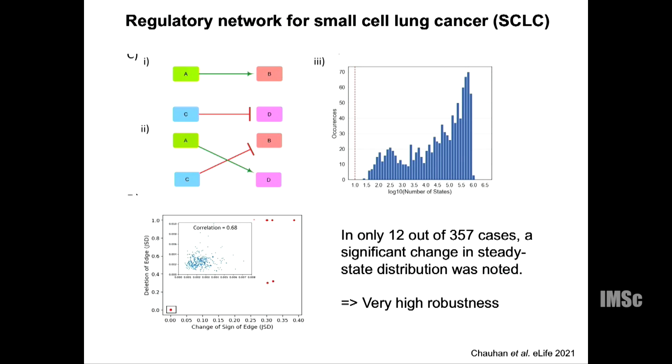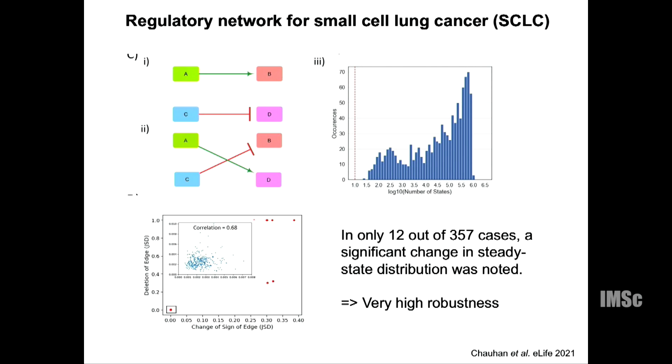The next question we asked was, now let's take these 357 edges and delete one edge at a time, or change the sign of an edge from positive to negative or negative to positive at a time, and ask, does the behavior change? And the answer to that is, so this is the change of sign of an edge, and what we are measuring is Jensen-Shannon divergence, which basically tells you how far the 2 steady state distributions are. 0 means they're completely overlapping, 1 means they're completely non-overlapping. So the x-axis is when you change the sign of an edge, the y-axis is when you delete an edge.